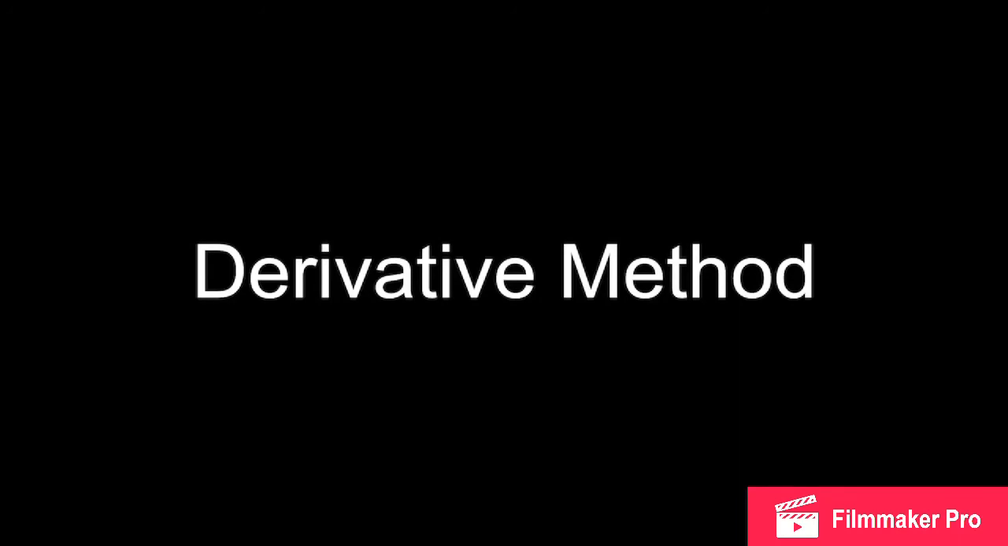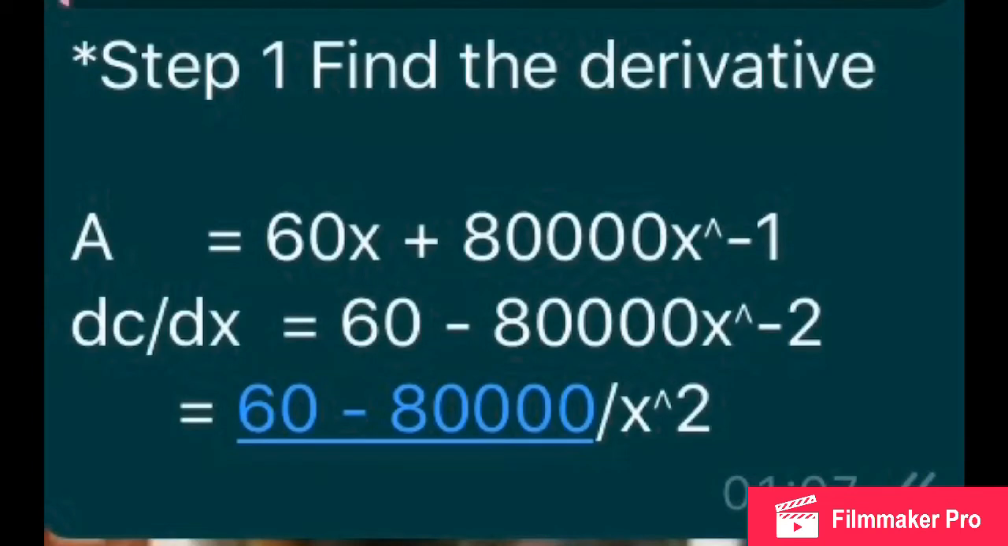I will use the derivative method to solve the problem. Step 1 is to find the derivative. 60x plus 80,000x to the power of negative 1, so dC over dx equals 60 minus 80,000x to the power of negative 2. Either you stop right there, or you can write 60 minus 80,000 divided by x to the power of 2. It is very easy if you use 60 minus 80,000 divided by x to the power of 2.